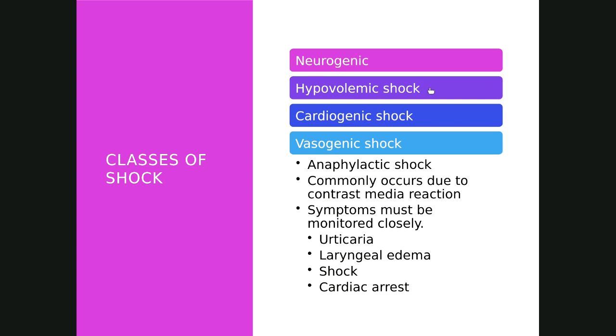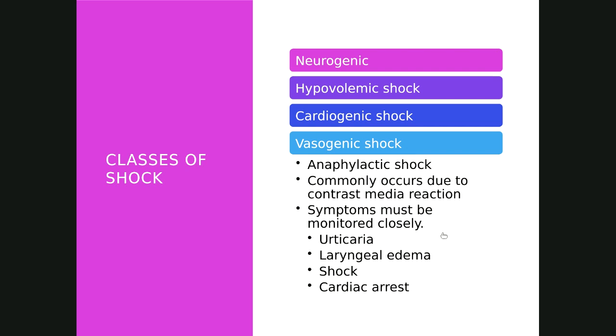That can happen with burn victims, victims that were stabbed, or with a lot of blood loss. They can go into hypovolemic shock. Cardiogenic shock is caused by different cardiac disorders, including a heart attack. And vasogenic shock is caused by sepsis, deep anesthesia, or anaphylactic shock. And anaphylactic shock is typically the most common one that we see in the radiology department. This occurs due to contrast media reactions.